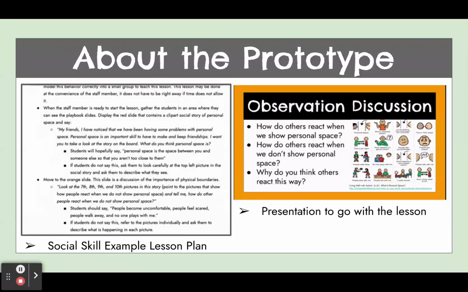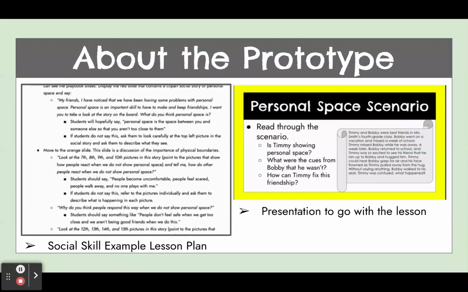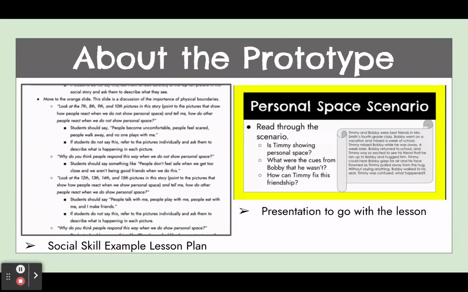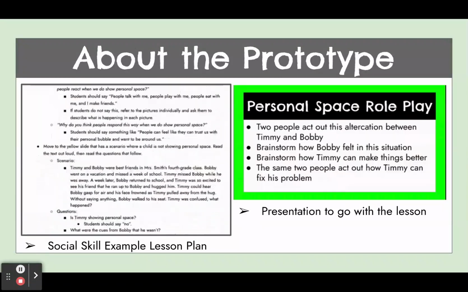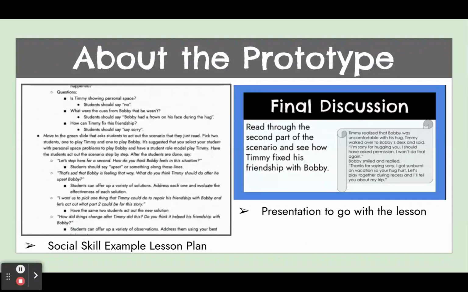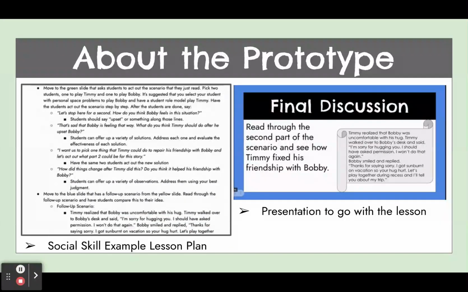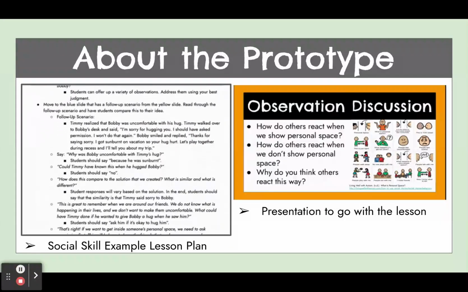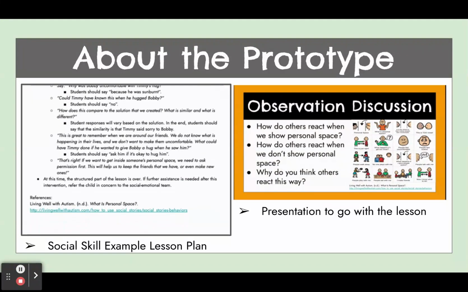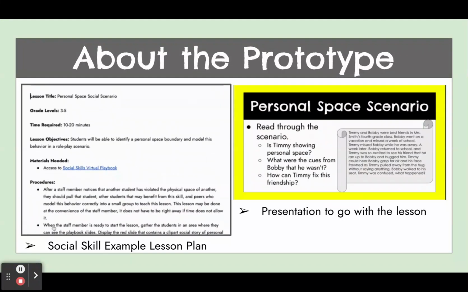For my possible solution, I created a quote unquote social skills playbook that contains several undesired behaviors and social stories to help mitigate the behaviors. This goes along with an example lesson plan that demonstrates a possible conversation to be had within the lesson.